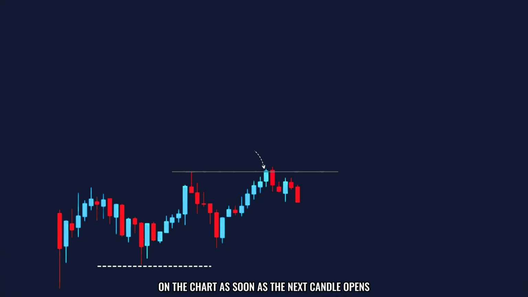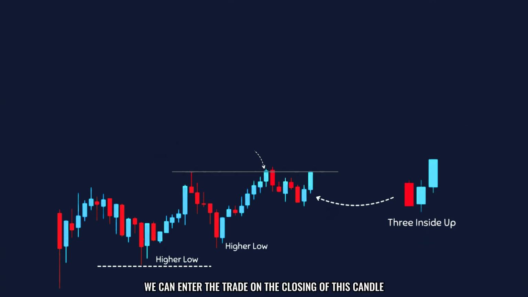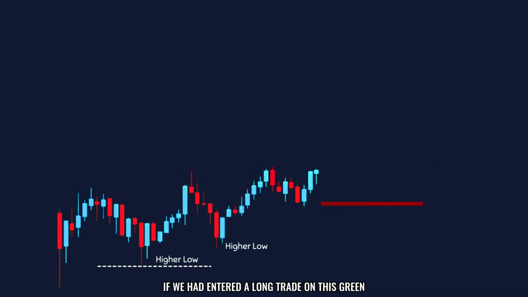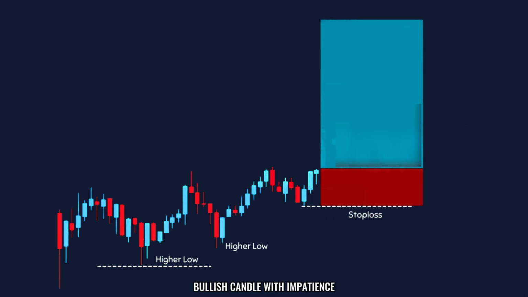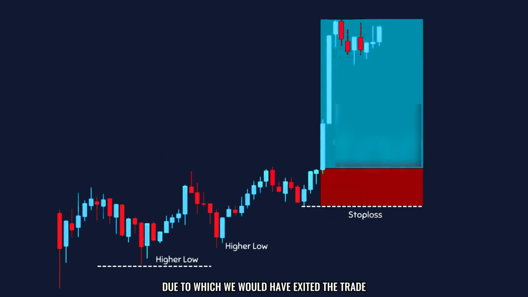As soon as the next candle opens, sellers push the price down, but buyers enter the market, due to which a hammer candle is formed on the chart. Now, we can enter the trade on the closing of this candle, in which we will have to place our stop loss below this swing low. After some time, the price moves upwards and hits our target with big bullish Marubozu candles. Here, if we had entered a long trade on this green bullish candle with impatience, our stop loss would have been hit, due to which we would have exited the trade.